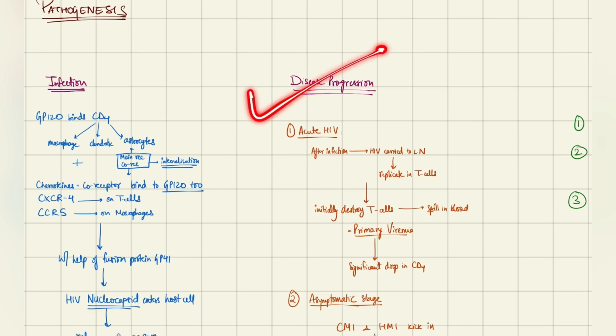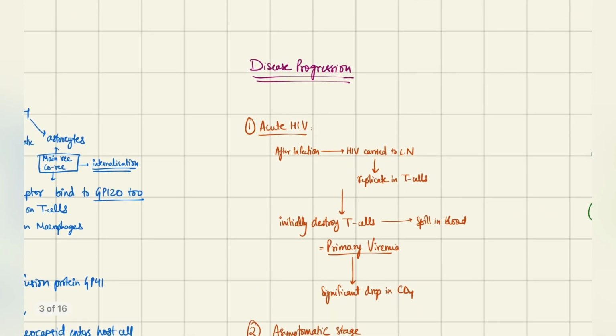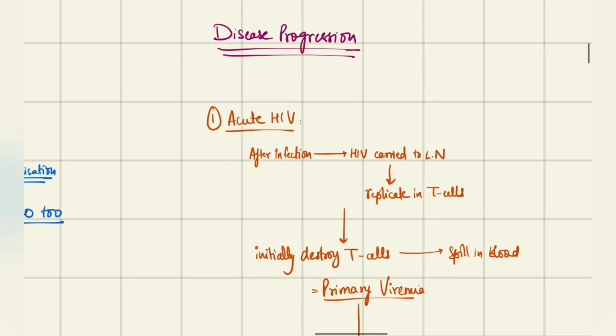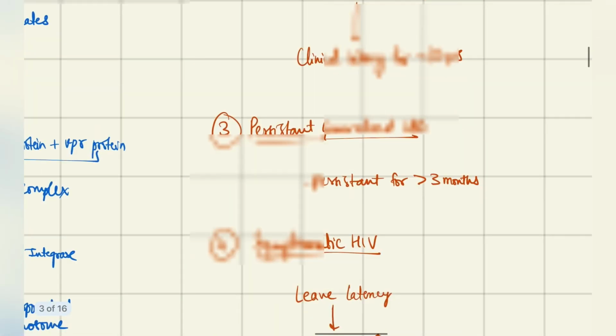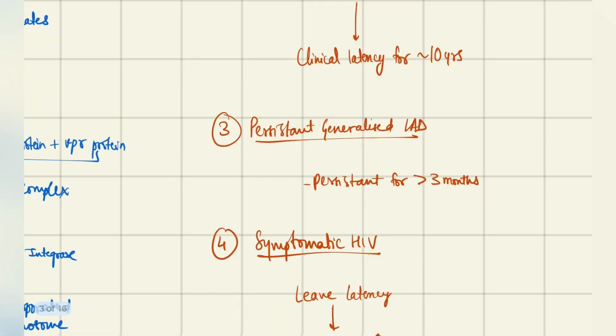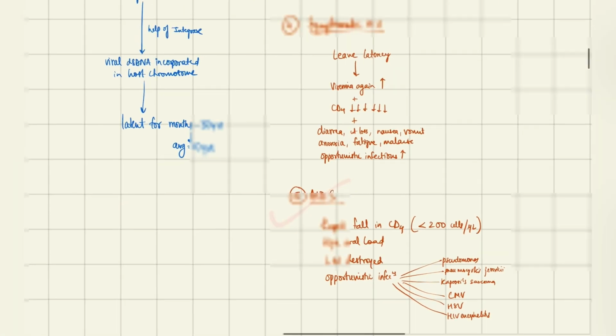Next pathogenesis is the disease progression. Call this the manifestation, call this the complication. The disease progression is in the form of 4 main headings. First, there is acute HIV. Then there is asymptomatic stage. Then there is persistent generalized lymphadenopathy. Then symptomatic HIV, and then AIDS finally.